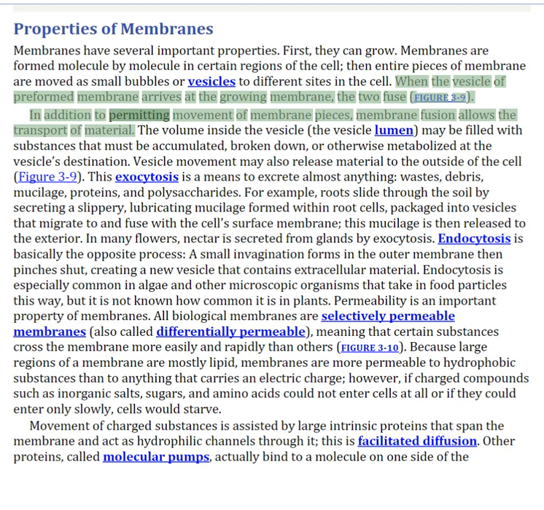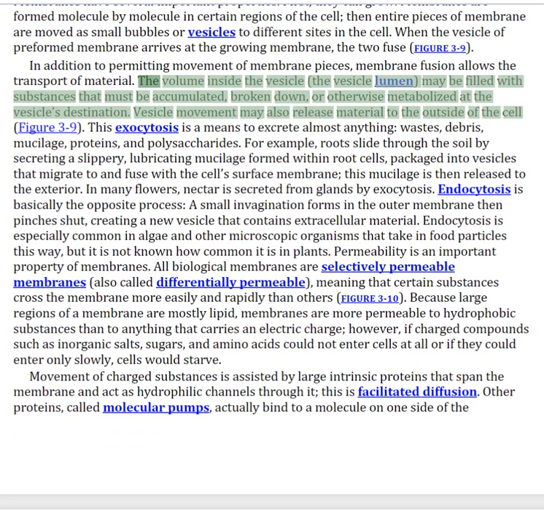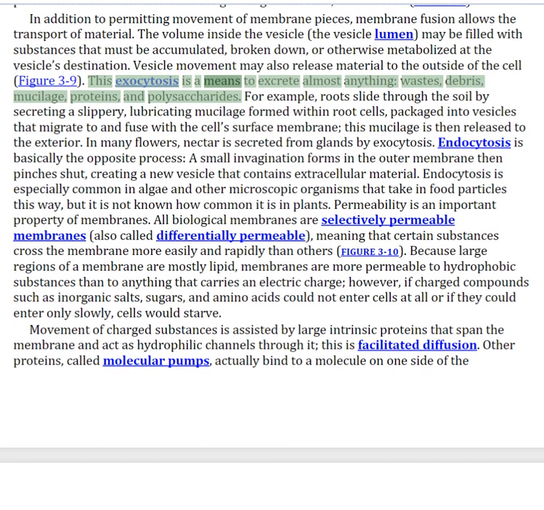In addition to permitting movement of membrane pieces, membrane fusion allows the transport of material. The volume inside the vesicle may be filled with substances that must be accumulated, broken down, or otherwise metabolized at the vesicle's destination. Vesicle movement may also release material to the outside of the cell. This exocytosis is a means to excrete almost anything: wastes, debris, mucilage, proteins, and polysaccharides.